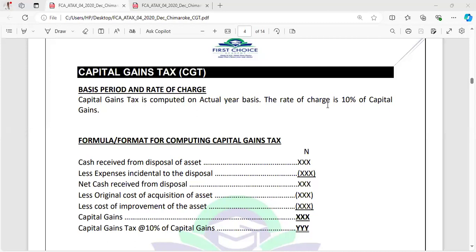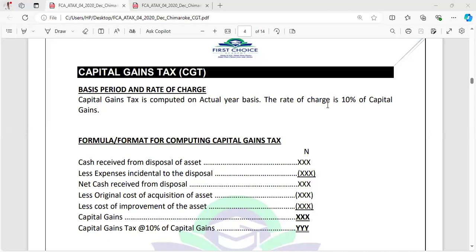So there are three things you are deducting from the cash you received. The first one is expenses incidental to disposal. The second thing is the original cost of the assets. And the third one is any improvement cost.